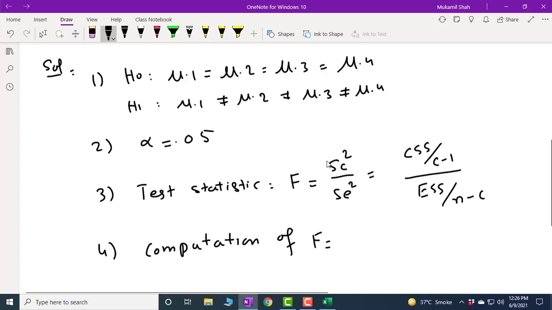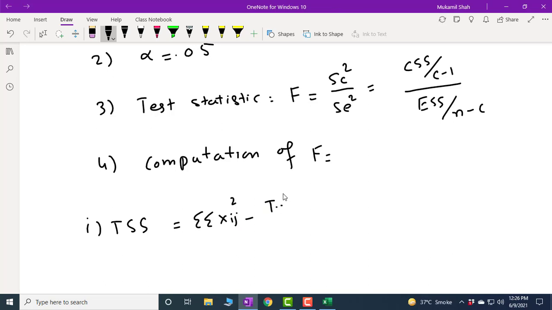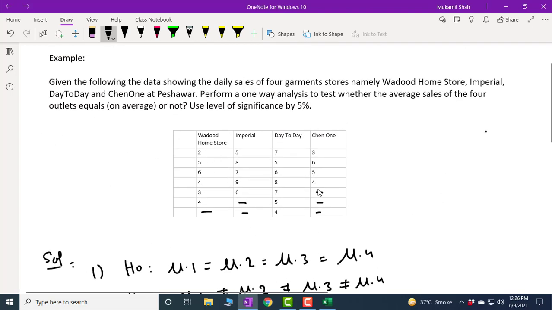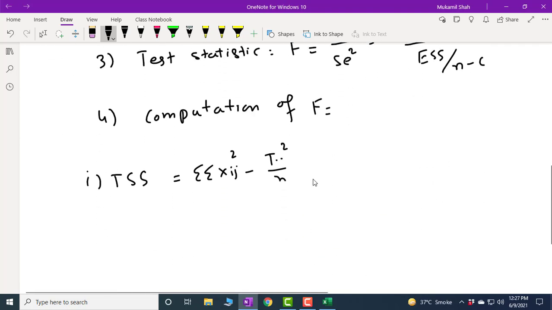For computation we need certain sum of squares. For example, we need, first, total sum of square. Total sum of square is equal to double summation xij square minus t double dot square divided by n. N is the number of observations. In our case, n is equal to 22. This is 22 days of sales. If we count these values, it is equal to 22. So that's why n is equal to 22 in this case.